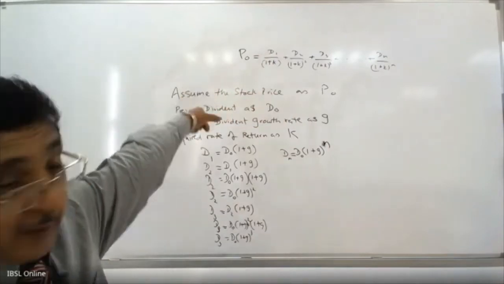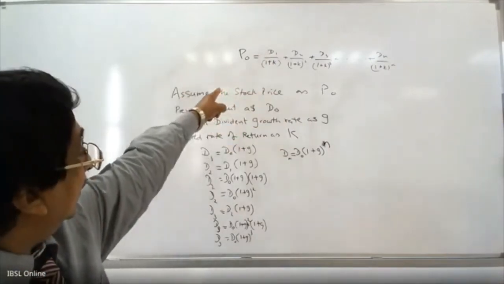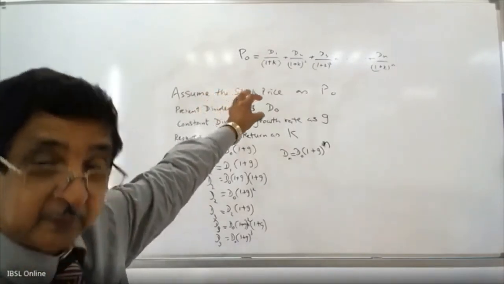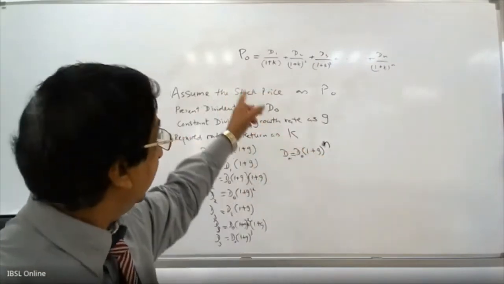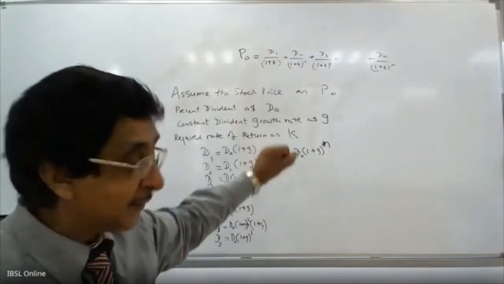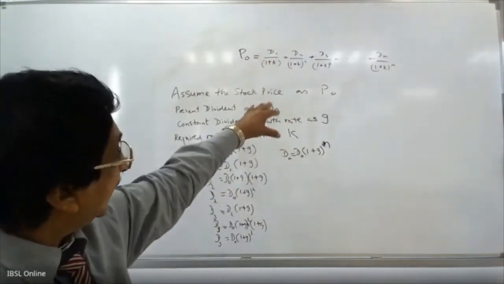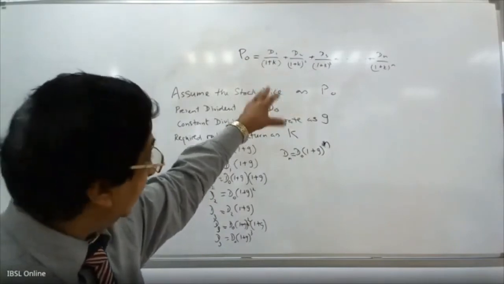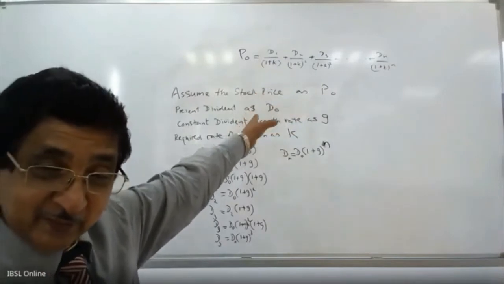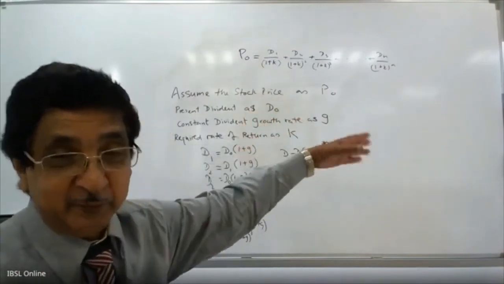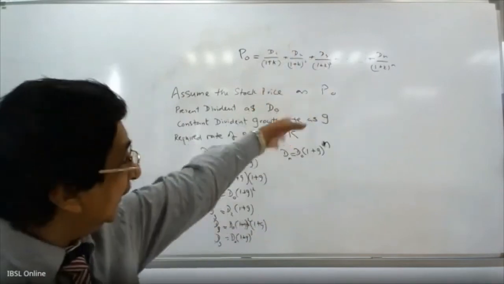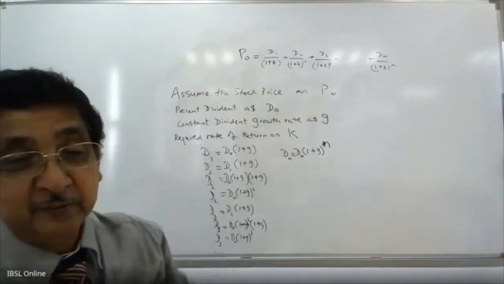relationship. P0 equals D1 divided by 1 plus K. That is the present value of the year 1 dividends. D2 divided by 1 plus K to the power 2. That is the present value of the year 2 dividends. Plus D3 divided by 1 plus K to the power 3. That is the present value of the year 3 dividends. And I have put dots because it is not possible to write everything, but you have to assume that. And the last one is Dn, nth year, Dn divided by 1 plus K to the power n.